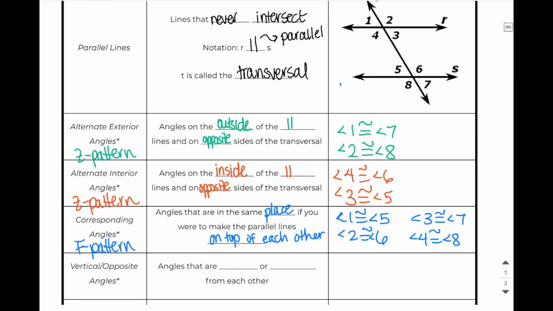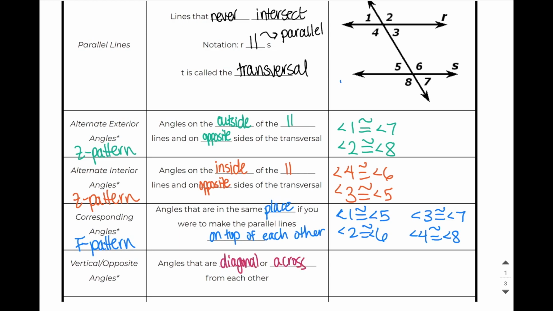Next thing that we have here are vertical or opposite angles. They're diagonal or across from each other. So we don't need parallel lines for these ones, okay? So angle 1 is going to be congruent to angle 3. Those are diagonal from each other.